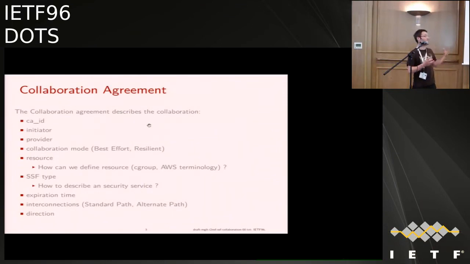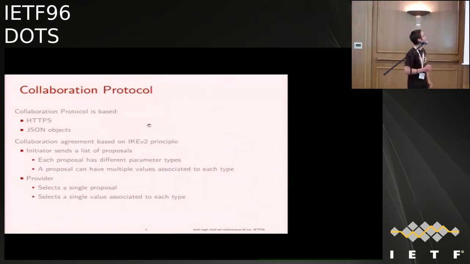Well, the collaboration has an expiration time. It's not indefinite. It can be renewed, of course, and so on. And some interconnections: should I receive the treated packet on this one or the non-treated on this path? Direction is to know if it's downstream or upstream.